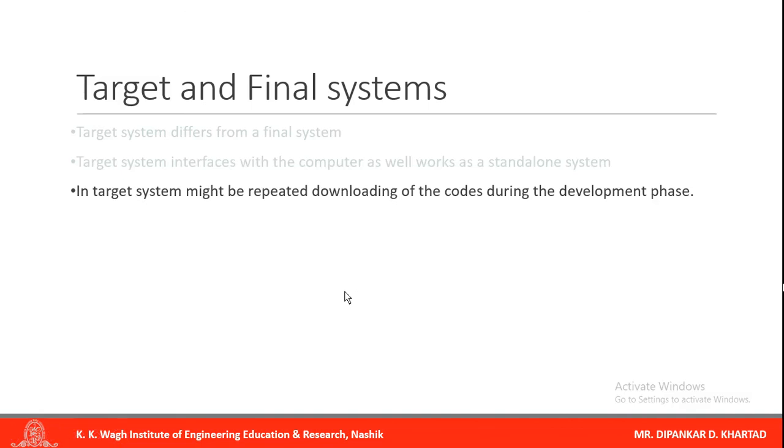In the target system there might be repeated downloading of the code during the development phase, because if we want to add something, we will check whether the intensity of light is not up to the mark. So we will change that program again. So how will we change it? We have to connect the target system with the PC and change the program, and again we have to rewrite that program into the target system.